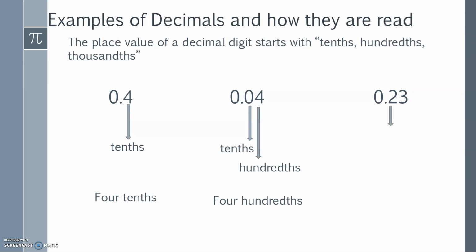Next. So for our tenths place value, we have 2. And for our hundredths place value, we have 3. So kapag binasa natin yan, 23 hundredths.